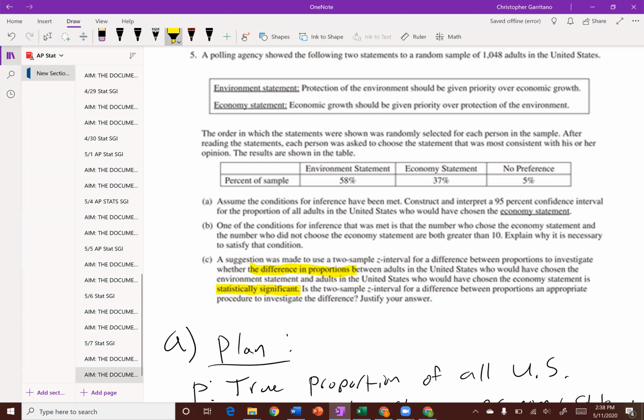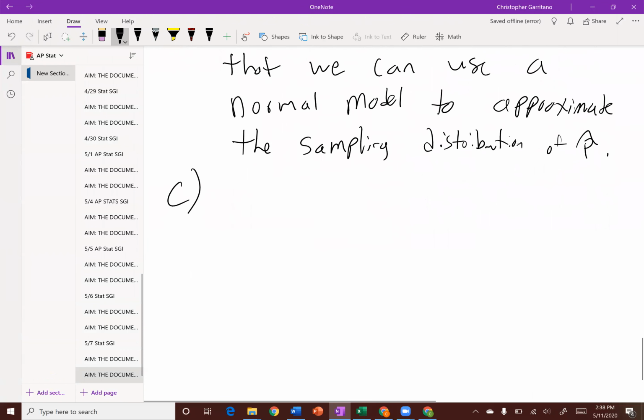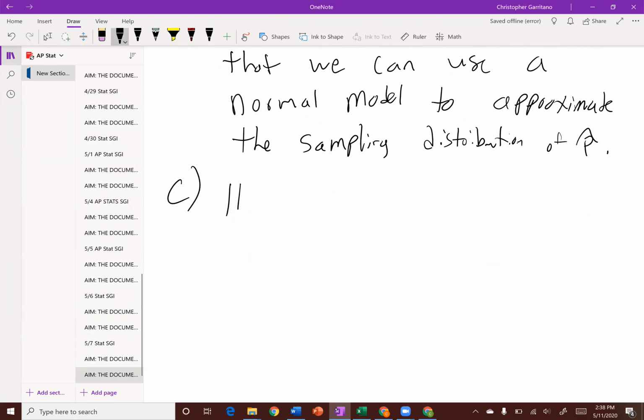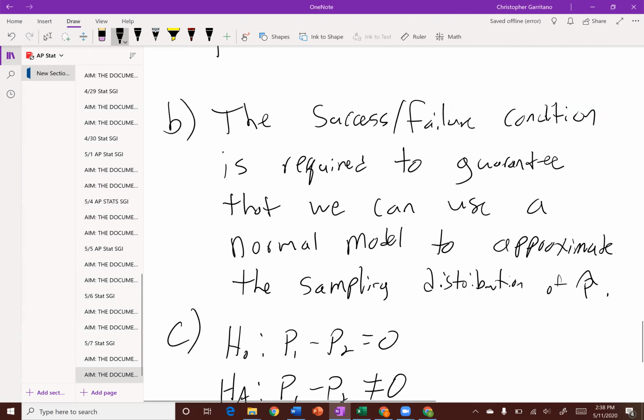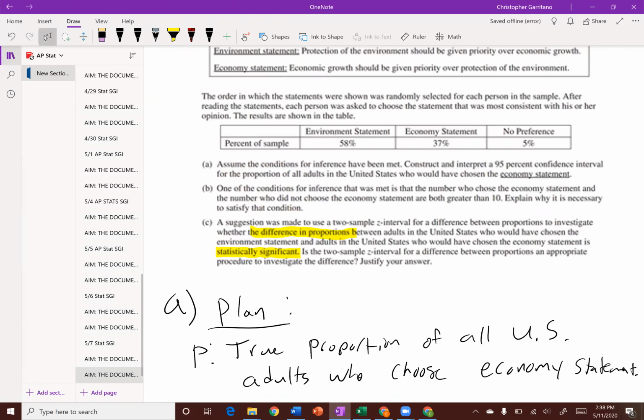But in this particular case, with this type of question, the hypothesis test, your null hypothesis would be that P1 minus P2 is equal to 0, of course. But the alternative hypothesis would be P1 minus P2 is not equal to 0, right? Because the question is not saying, is one greater than the other? It's just saying, is there a difference in these proportions? Are they different at all?